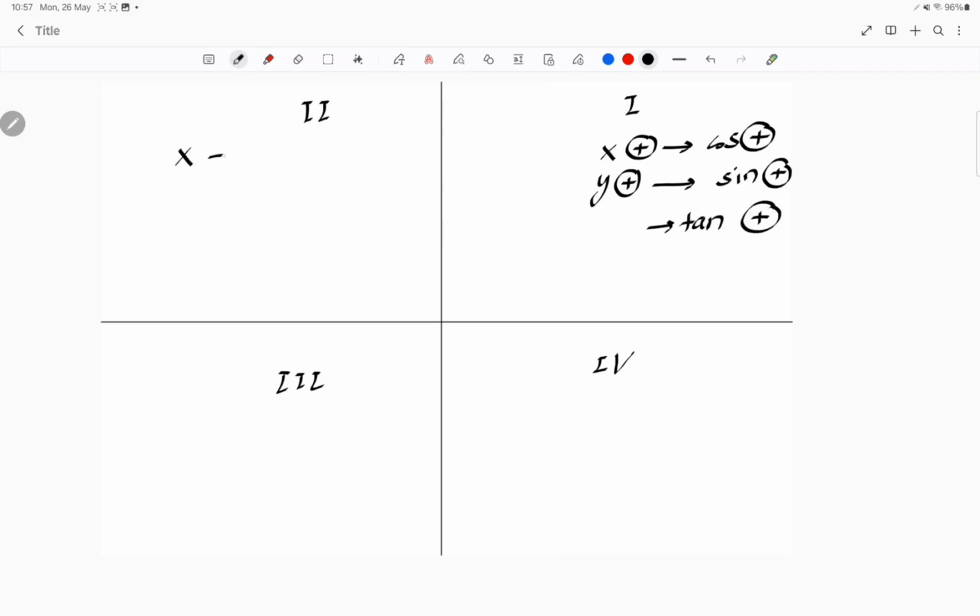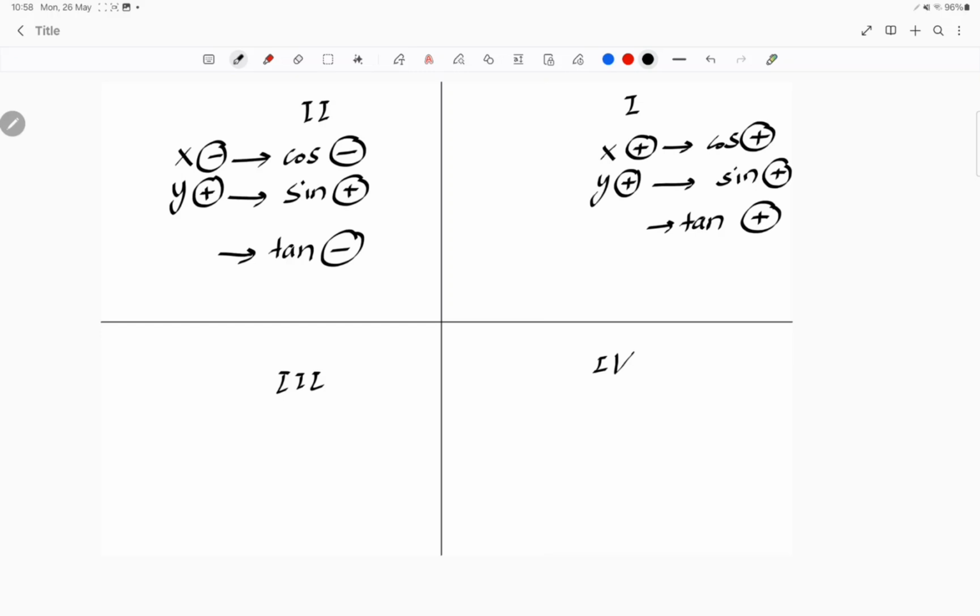In quadrant 2, x is negative, y is positive. And so because x is negative, the cosine is negative. Because y is positive, the sine is positive. And because tangent is equal to sine over cosine, tangent will be negative.